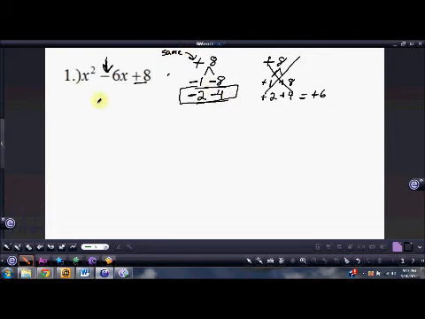Now, since there's no number in front, it means I can go straight to my parentheses with x. I've got negative 2 and negative 4. No number in front, nothing left to worry about, and I'm done.